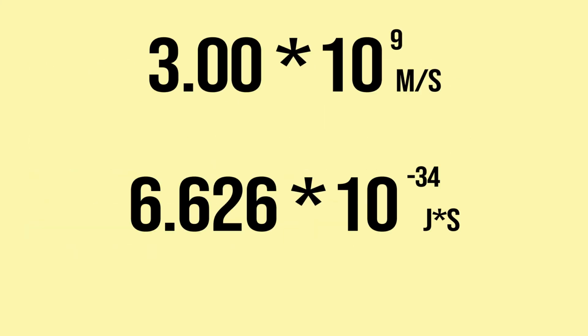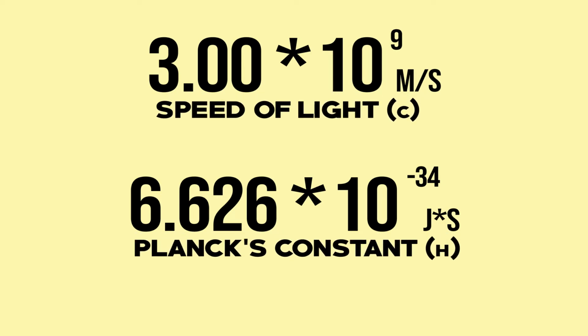Before we hop right into the equations, we need to address the two constants using these formulas. The first one is c, the speed of light, which is equal to 3.00 times 10 to the 9th meters per second. The other constant, h, is Planck's constant. This is equal to 6.626 times 10 to the negative 34 joule seconds, and represents the amount of energy a photon can carry in respect to its wave's frequency.